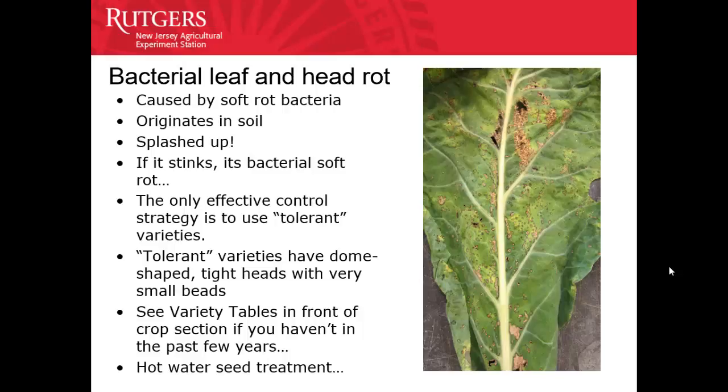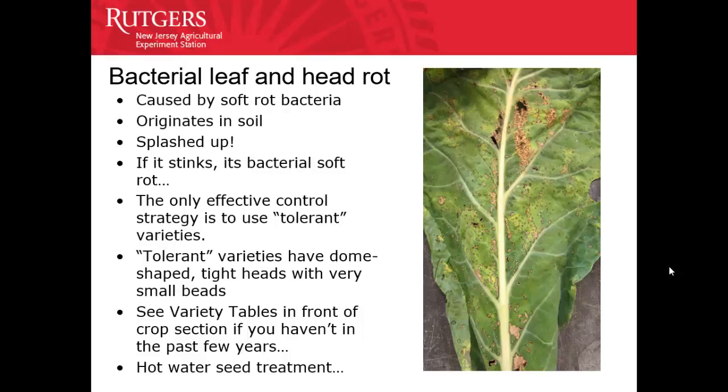Again, it's going to be splashed up. These are some of the specklets. This is a slide from Steve. This is bok choy. In the past couple years, we've seen it show up in the heads of broccoli, like Alternaria. And they almost look the same. I didn't have a good slide to show you. But again, if it doesn't stink, it's probably Alternaria. If the head stinks, cauliflower, broccoli, it's probably a soft rot.